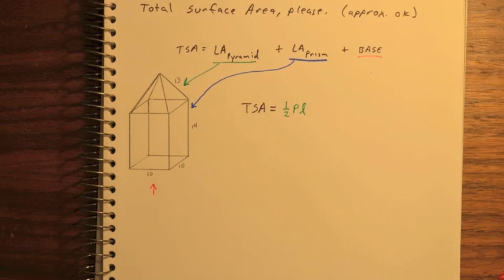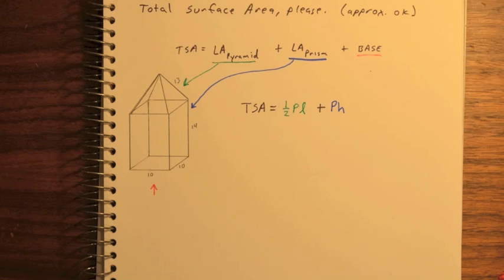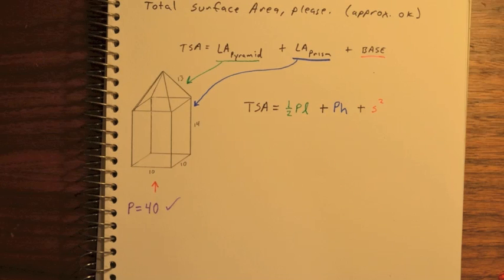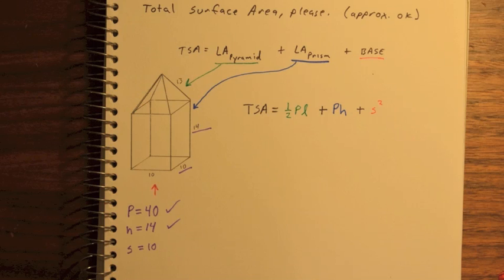So lateral area of the pyramid, 1/2 times the perimeter of the base times the slant height. Lateral area of a prism, perimeter times height, plus that 1 square base, side length squared. Now, these individual pieces, we know a bunch of them. We know the perimeter of the base will be 40. Since it's a square, each side length is 10. We know the height of the prism is 14. We know side length, in other words, the side of one of the bases is 10. But what we don't have is slant height.